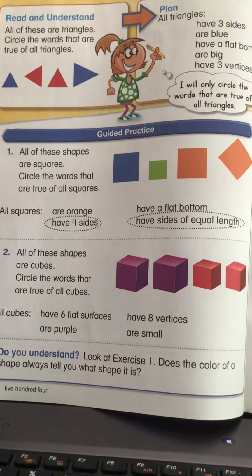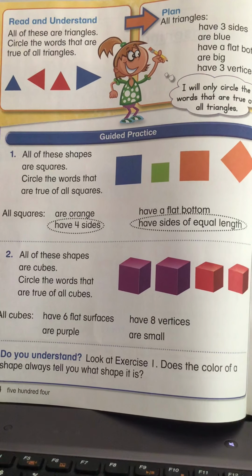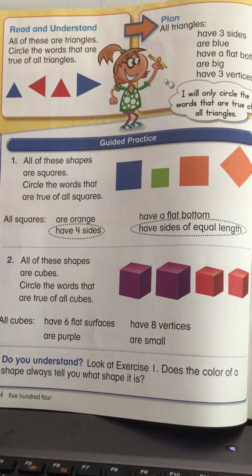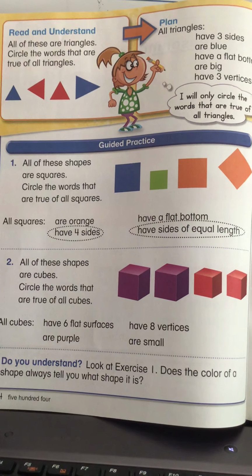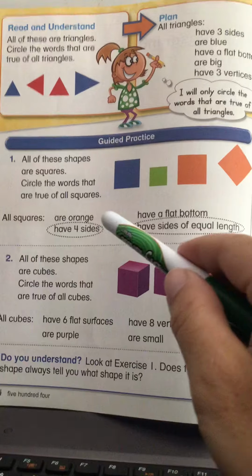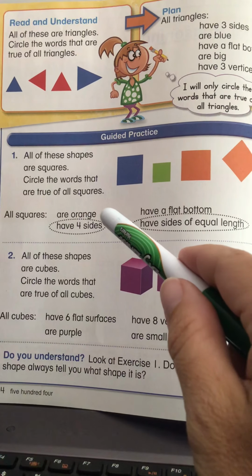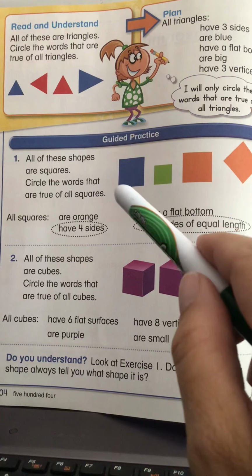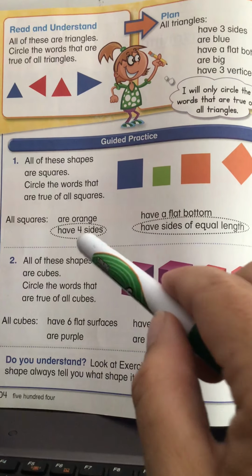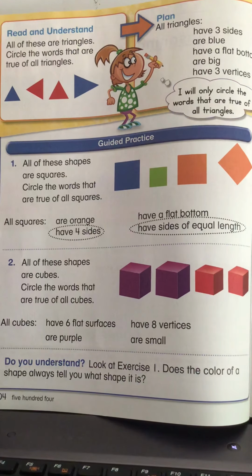Number one says, all of these shapes are squares. Circle the words that are true of all squares. So we're looking and thinking about all squares. All squares are orange. No, they're not all orange. All squares have four sides. Yes, one, two, three, four. A square does have four sides, so we circle that one.